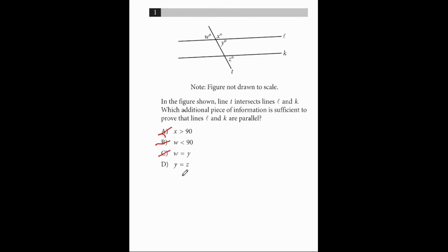And then for D, Y is equal to Z. Well, this tells us the relation of an angle on L to an angle on K, which is helpful information. So the correct answer is D.